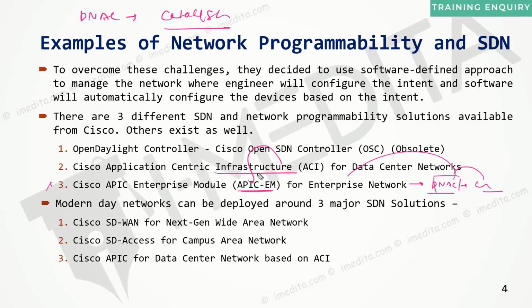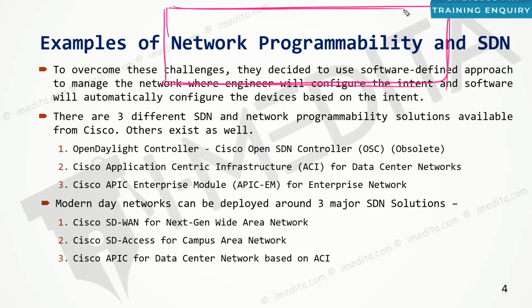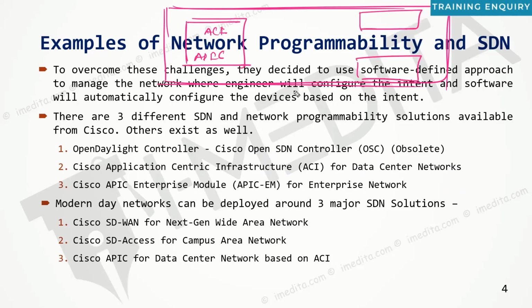So if we summarize, if you want to build an end-to-end SDN solution in our network, we have, for example, a data center. In the data center, we can still go for ACI Epic. To connect this data center to the branches, as a WAN solution, we can go for SD-WAN. Here we can have SD-WAN routers.